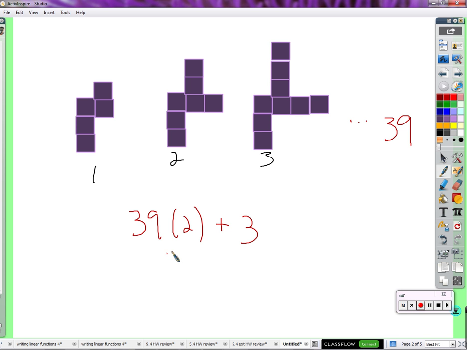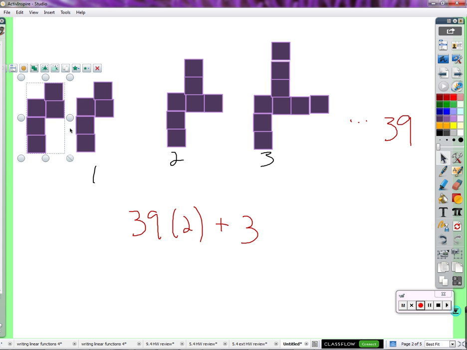You times 39 by 2 because you're doing 39, that's the figure you're trying to get, and then you go up by 2, and then you add 3 because you start at figure 0, and figure 0, you go 2 back. And that would be 3.